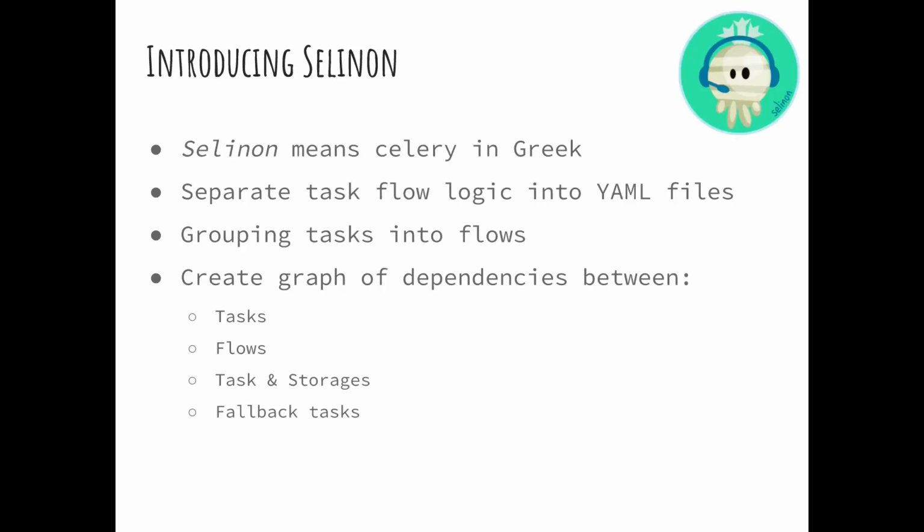Okay, so these were the core ideas, or these pitfalls led to introduction of Selinon, and Selinon means celery in Greek language. Its main aim is to create a YAML configuration file that separates task flow logic from task implementation itself. It creates this flow abstraction, flow of tasks, and it allows you to model graph of dependencies, and you can do various things like assigning different storages to different tasks. You can run tasks, you can run flows, you can run nested flows, you can evaluate some fallback scenarios, and so on and so on. So let's take a look at it.